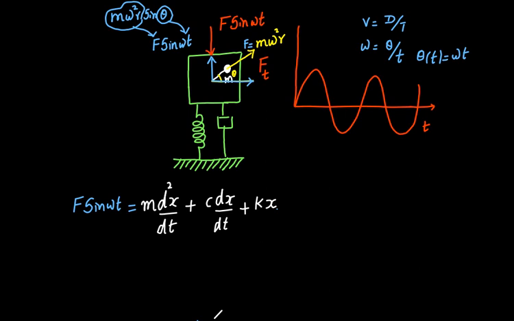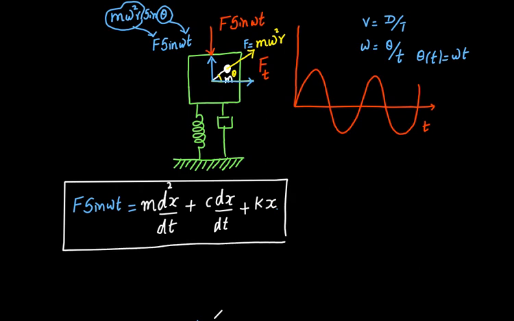Okay, this is the governing differential equation. So let me put a box around this. And I'm going to derive the solution to this governing differential equation. Now, every differential equation has a secret that is hidden, and that secret is this x. So when you solve this governing differential equation, you will be able to find this secret x of t, how the displacement of the mass varies with respect to time.